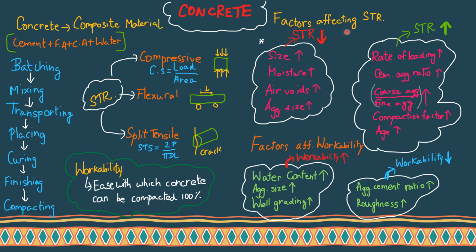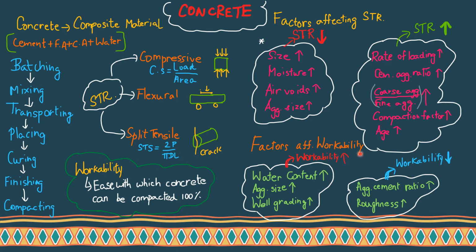Factors affecting the strength. So what are the factors affecting strength? We'll see certain parameters. If the size increases, or the moisture content increases, or the air voids increase, or the aggregate size increases, then there is going to be a drop in your strength. Whereas if the rate of loading increases, or the cement aggregate ratio increases, or the coarse aggregate to fine aggregate ratio increases, the compaction factor increases, and the age of the concrete increases, that is, later age strength, that gives you high strength.